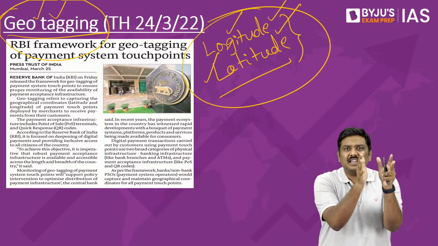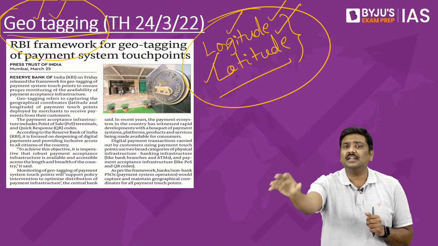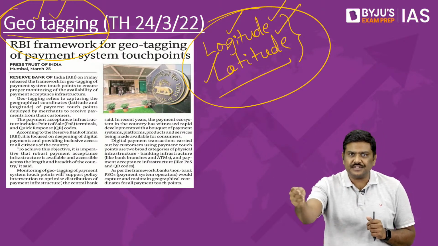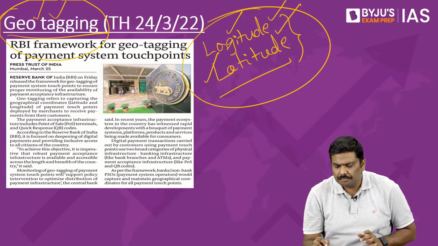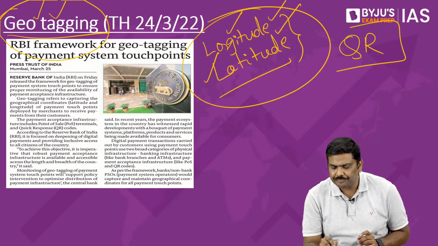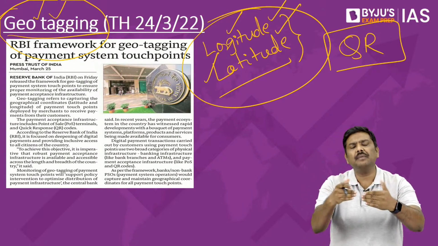Imagine a person is living in a rural part of India. He will go to a shop, purchase certain vegetables, groceries, etc. He will make a transaction by using a QR code. Okay, there's a QR code. He will scan the QR code, make a payment.